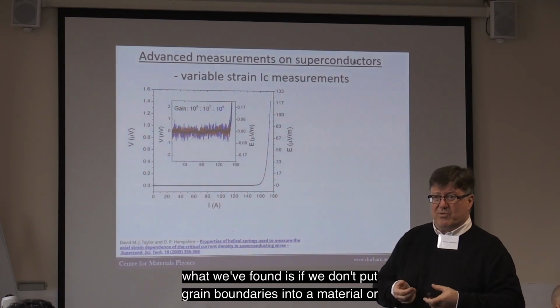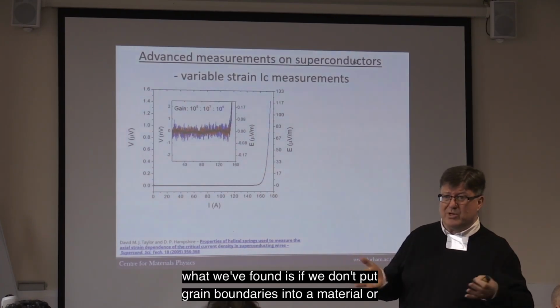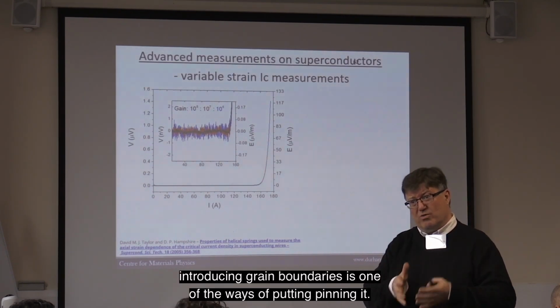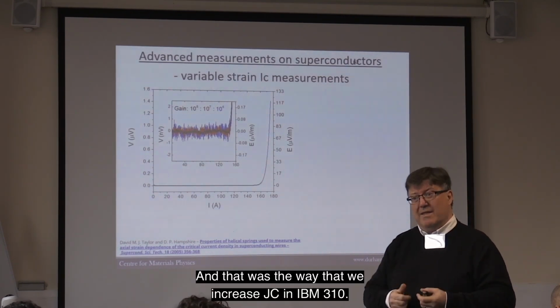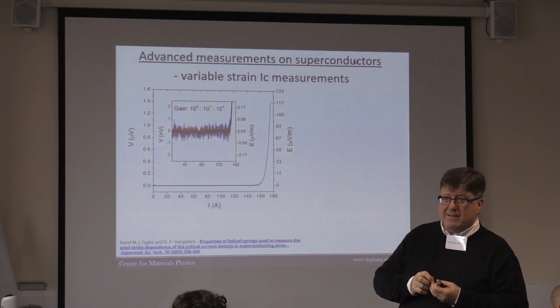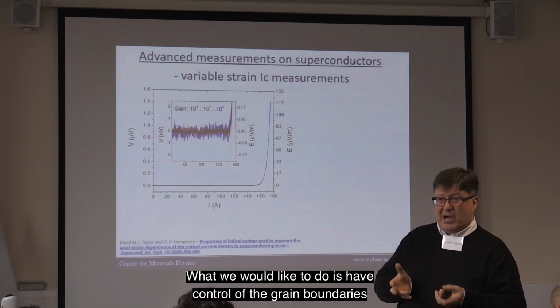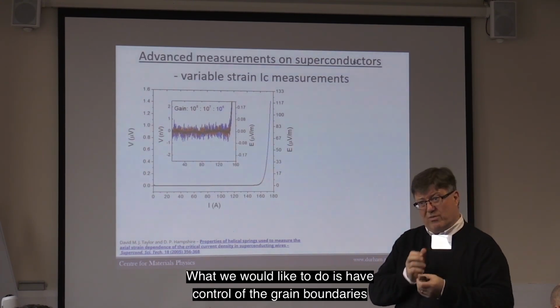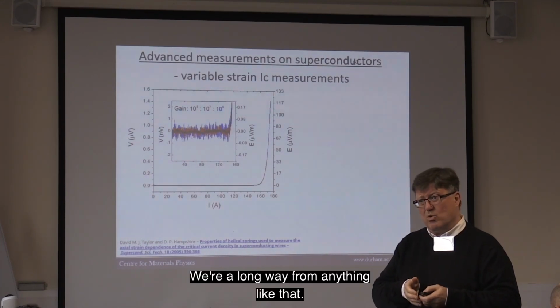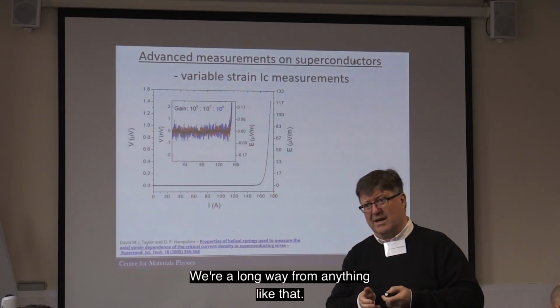And empirically what we've found is that introducing grain boundaries is one of the ways of putting pinning in. And that was the way that we increased JC in niobium 3 tin. What we would like to do is have control of the grain boundaries at the atomic level, but we don't have that at the moment. We're a long way from anything like that.